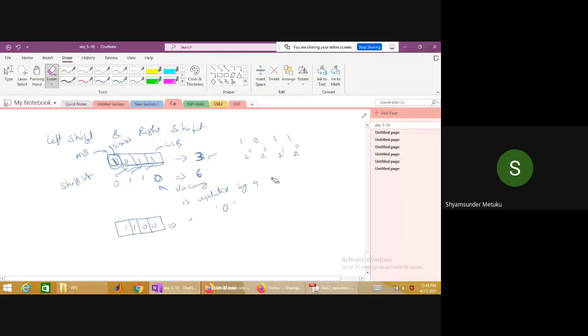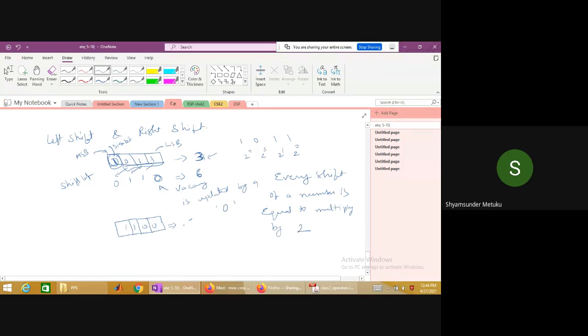I'm trying to write here: every left shift of a number is equal to multiply by 2. It's more important. Okay, you try to remember.